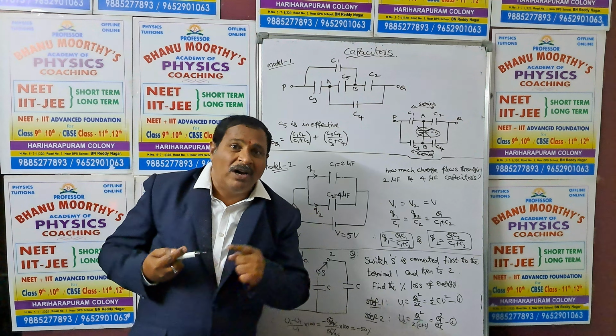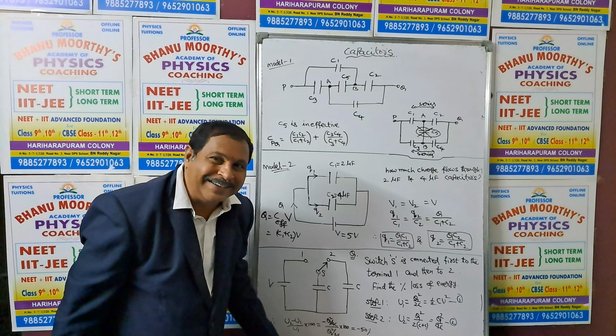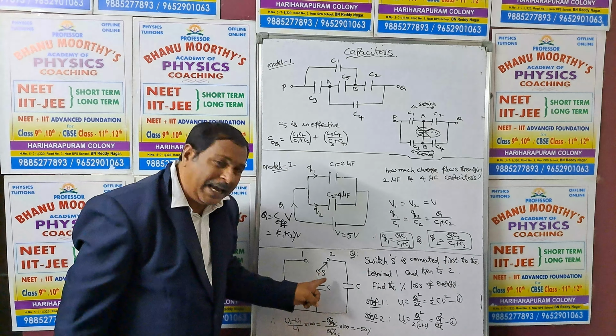So here also I am selecting the same model. After disconnecting the battery, I calculate the energy. I am selecting the first formula, Q square by 2C. Here C means this circuit, a parallel combination, C plus C. Q is the same, but the effective capacitance is C plus C. Then it becomes Q square by 4C, the second equation.